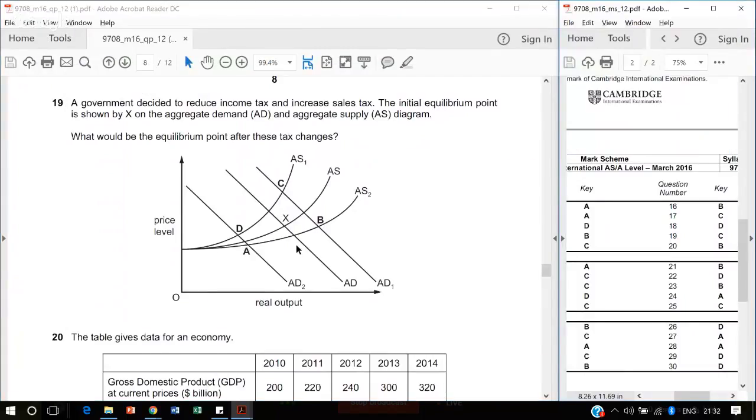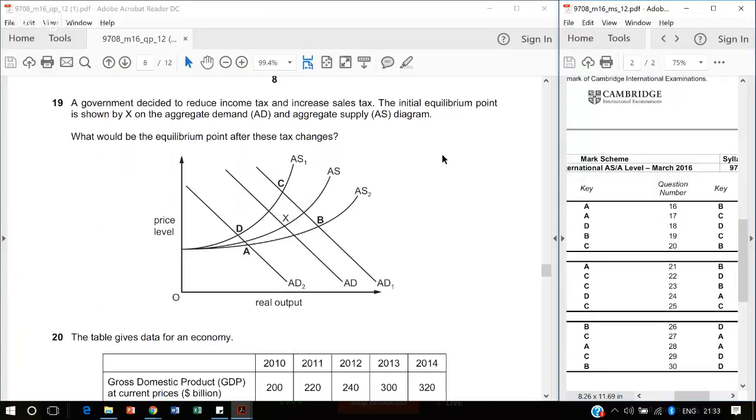Okay, some complicated AS diagrams here. Keynesian. A government decides to reduce income tax and increase sales tax. The initial diagram point is shown by X. Which diagram of AD and AS will be the equilibrium point after these tax changes? So, an increased sales tax is going to shift AS because that's a tax on production and on sales. It's the same as a specific tax or a value-added tax on the micro level. Here in macro, it's going to be a shift on the AS curve. So moving from AS to AS1, which gives us either the option of C or D.